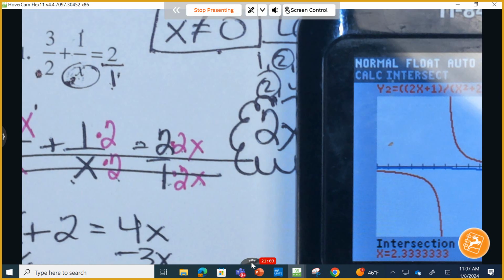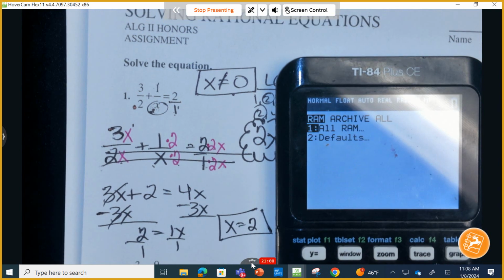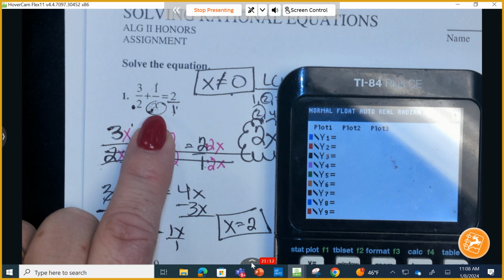So we're going to grab the calculator. I'm going to zoom out here. You're doing the same with me. We're going to go second plus 712. And now I'm going to plug it in. So 3 divided by 2 plus, parentheses, 1 divided by x.